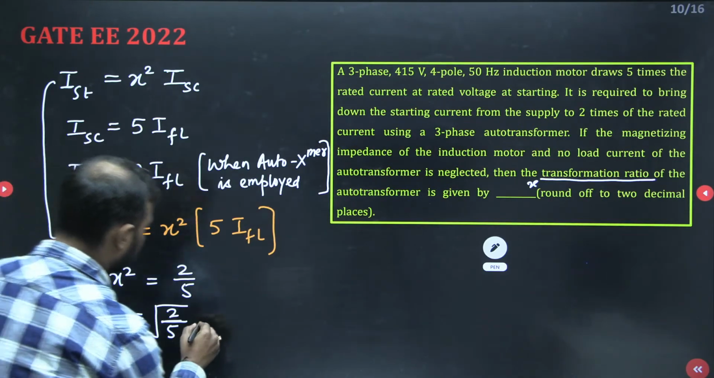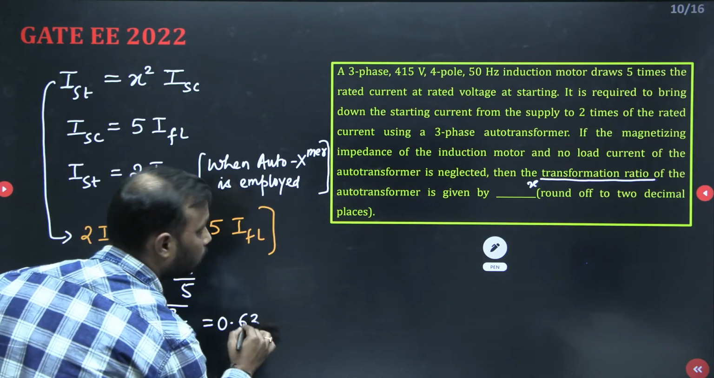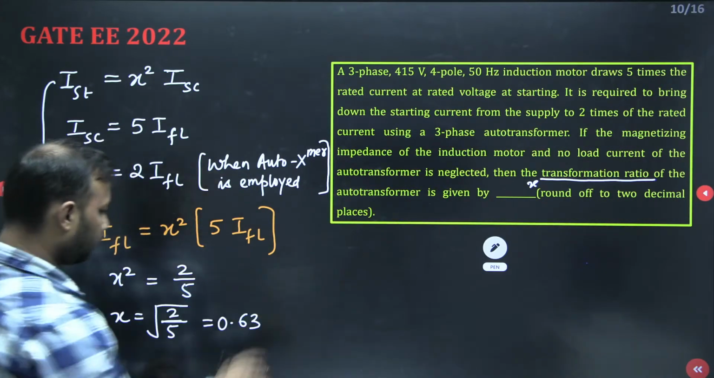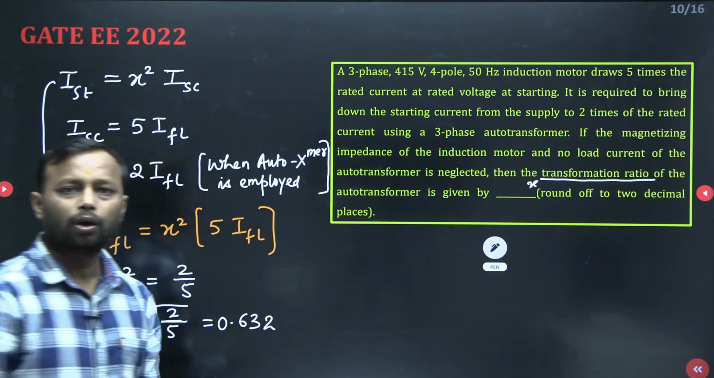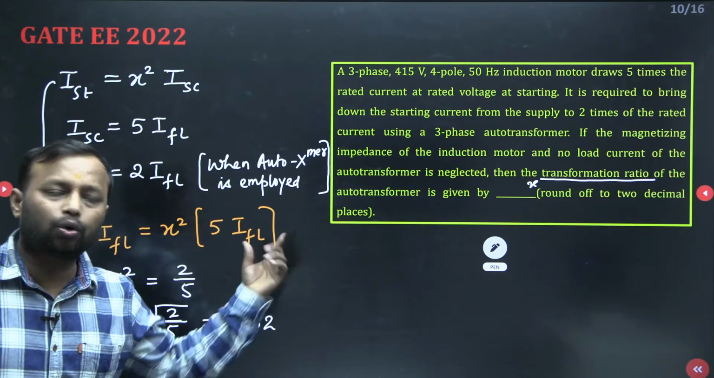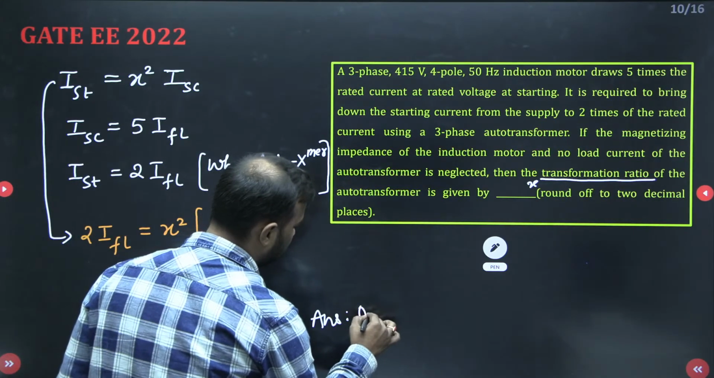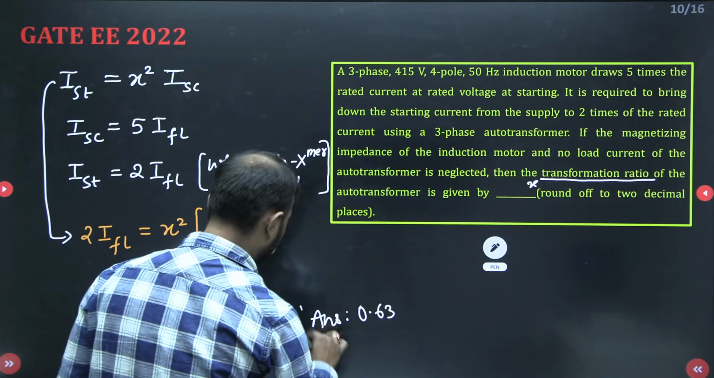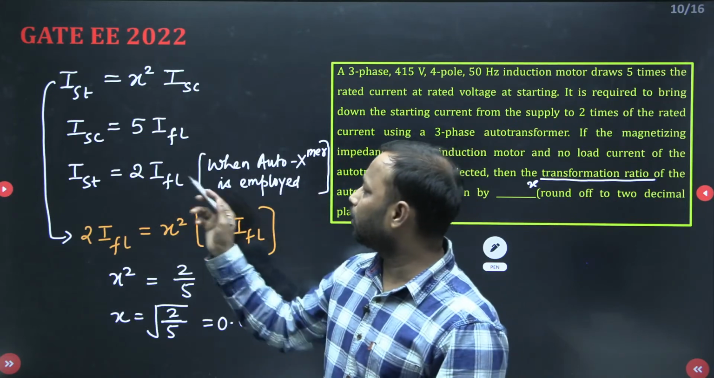So this is equal to 0.63. Round off to 2 decimal places: 0.632. So when you round off this value to 2 decimal places, we'll get the answer as 0.63. The question is very simple, but for that we must know this relation.